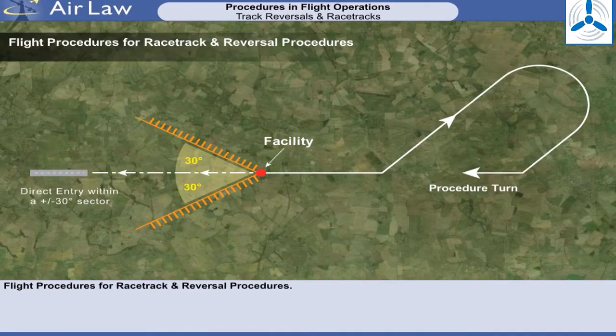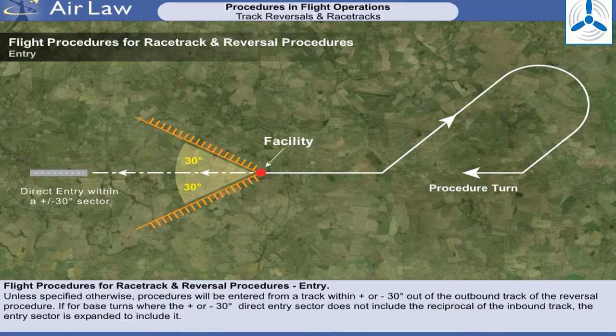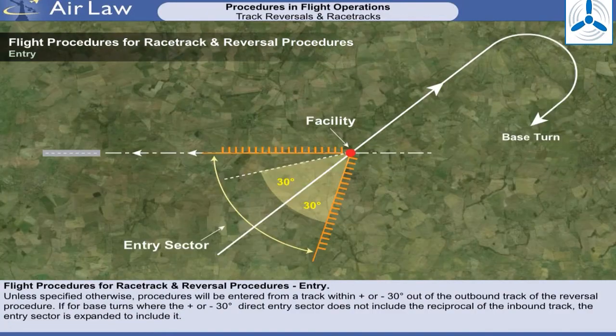The following specifies the procedures to be adopted when flying racetracks and reversals. Entry. Unless specified otherwise, procedures will be entered from a track within plus or minus 30 degrees of the outbound track of the reversal procedure. For base turns where the plus or minus 30 degrees direct entry sector does not include the reciprocal of the inbound track, the entry sector is expanded to include it.